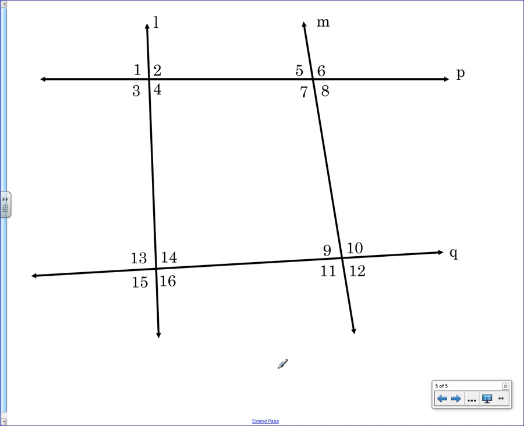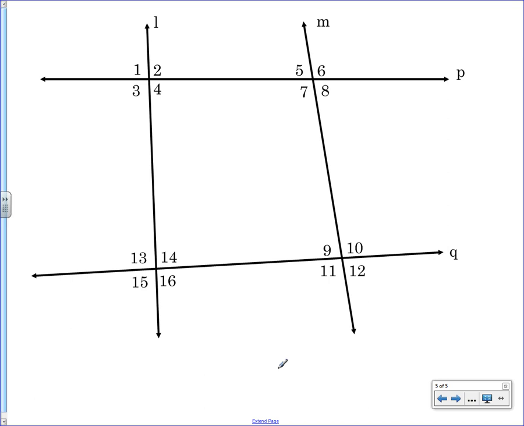1 and 8. 1 and 8. Alternate exterior. Do you see what I'm saying? So like if you need to turn the picture, you can, right? But you can look at them vertically, you can look at them horizontally, you just kind of look at them however you have to. Let's do one more. Let's do 1 and 2. What are 1 and 2? Supplementary, linear pair, adjacent, all those would still be fine. Do you guys see what I'm saying?